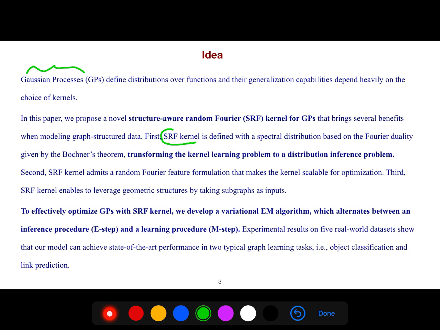Second, this structure-aware random Fourier kernel admits a random Fourier feature formulation that makes the kernel scalable for optimization. Third, this SRF kernel enables us to leverage geometric structures by taking subgraphs as input. Even in that paper, equivariant graph neural network, they use subgraphs. So the subgraph is the elementary, let's say the primitive unit that we need to care about in the context of graphs.